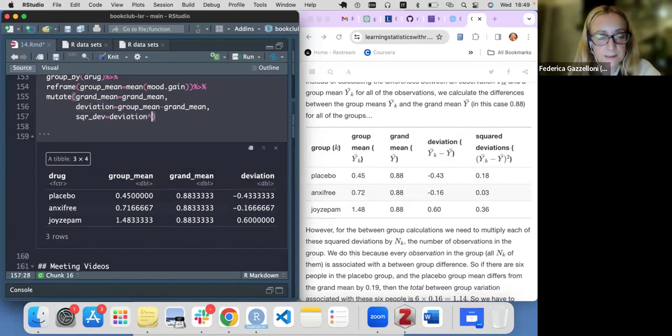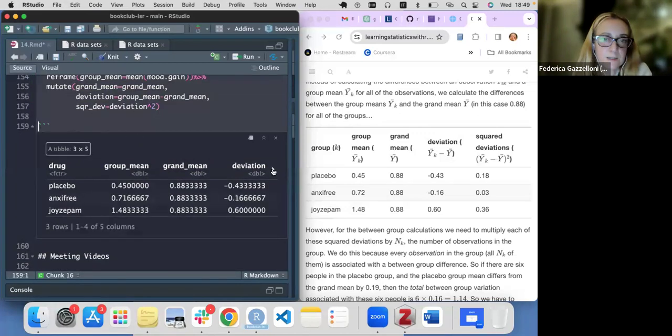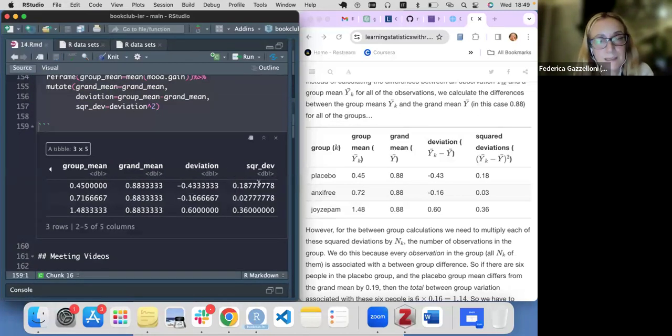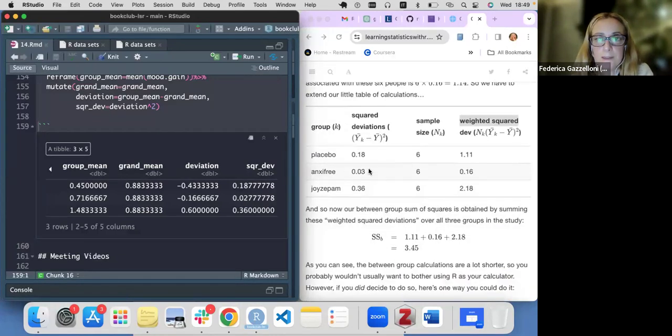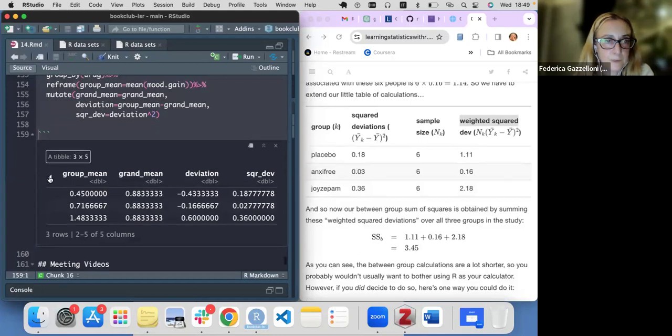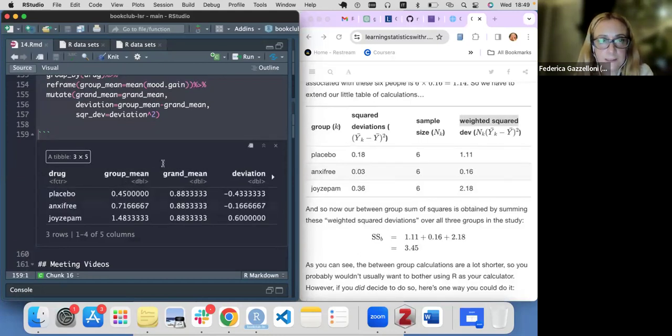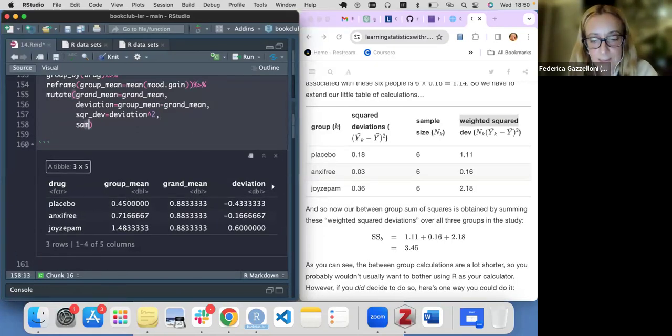We still haven't done the ANOVA, which is just a function, but we are building up what's happening inside of the ANOVA function. This is rounded, but it is just the same. So now, do we have everything there? We add the sample size, which is, let's say, 6.